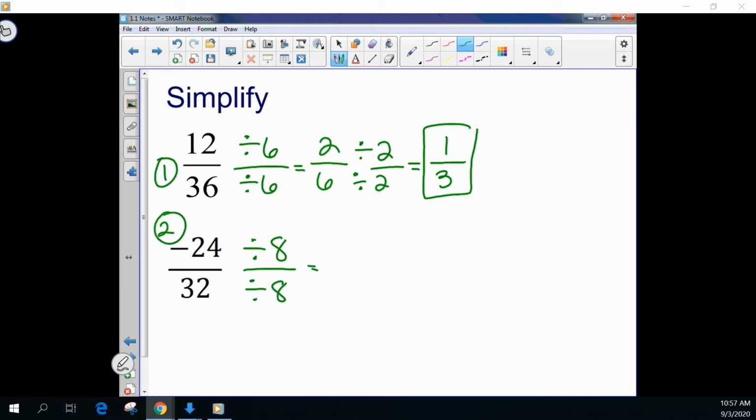Negative 24 divided by 8, a negative divided by a positive stays a negative. So that would be negative 3 over, and then 32 divided by 8 would be 4. So they don't have any other numbers in common other than 1. So our answer is negative 3/4.